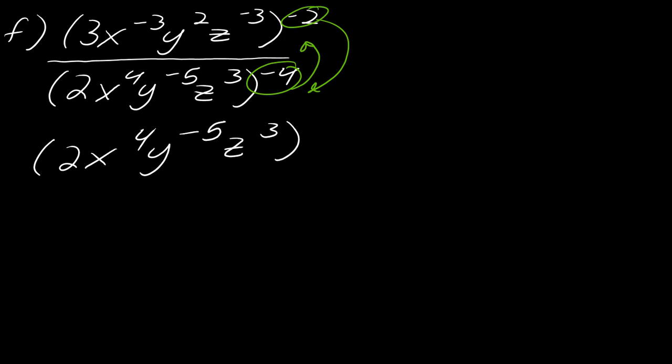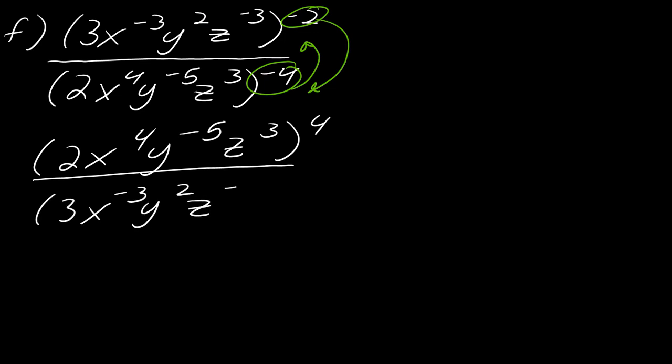Okay, so I brought what was on the bottom to the top. Notice now I changed this to something positive. And then this will be 3x to the negative 3rd, y squared, z to the negative 3rd, all of that to the 2nd. So notice everything inside the parentheses stayed the same, right? The only thing that changed was the outside exponent. So now I can evaluate this, I think, a little more clearly. So I've got all of this to the 4th and then all of this to the 2nd.